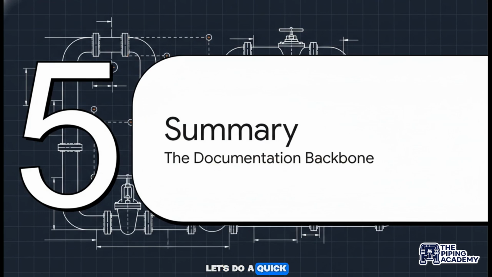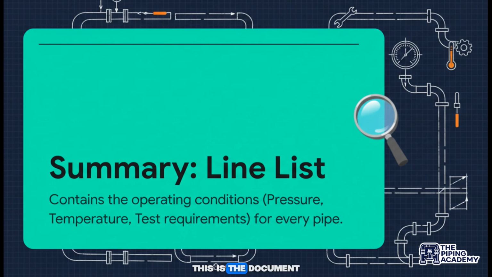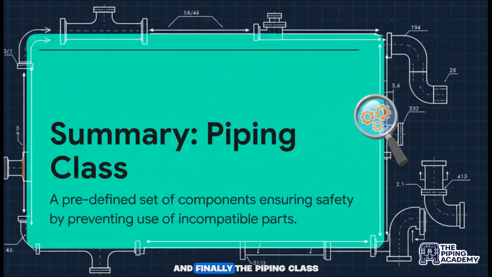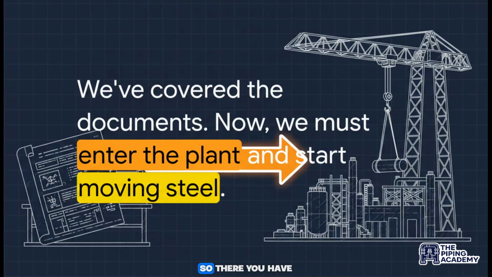Okay, let's do a quick recap of this documentation backbone. First, you have the line list. This is the document that tells you the personality of every single pipe. What's its pressure, its temperature, and how does it need to be tested? Then there's the P&ID. That's your map. It is the non-negotiable single source of truth for how everything is connected and how the process logic flows. And finally, the piping class. This is your design filter. Think of it as a pre-approved kit of parts that makes it virtually impossible for you to select an incompatible or unsafe component.